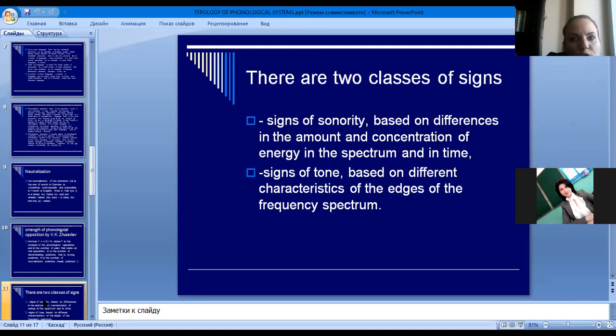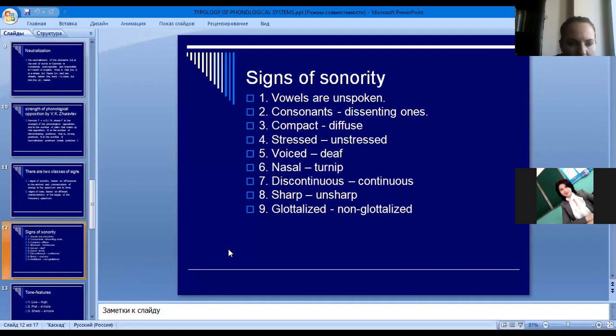There are two classes of signs. Signs of sonority, based on differences in the amount and concentration of energy in the spectrum and in time, and signs of tone, based on different characteristics of the edges of the frequency spectrum. In the group of signs of sonority, the following pairs of signs are distinguished according to the principles of opposition. So we're going to give a great enumeration. So signs of sonority. We have 9 groups.